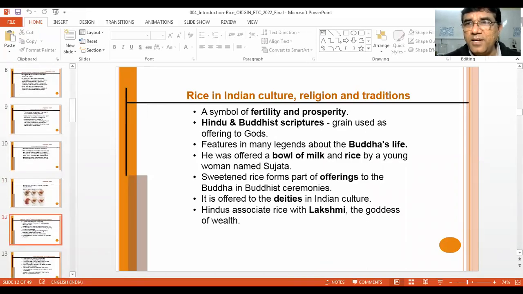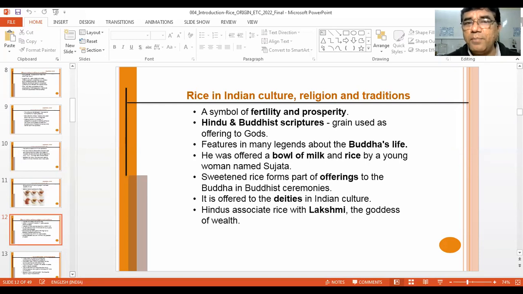Rice in Indian culture, religion, and tradition. It has been a very, very old crop in India. Maybe it came into India sometime around 2500 BC or before that. So it has been part of culture, religion, and also Indian civilization and traditions. It has been considered a symbol of fertility and prosperity. In Hindu and Buddhist scriptures, grain is used as an offering to gods. It was offered to the gods. Even today, many people offer rice grain to the god.